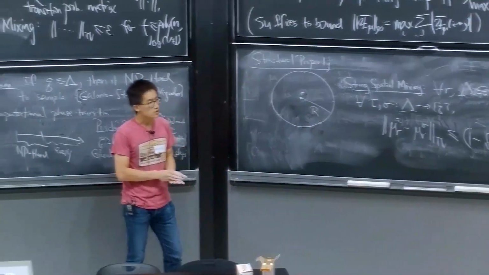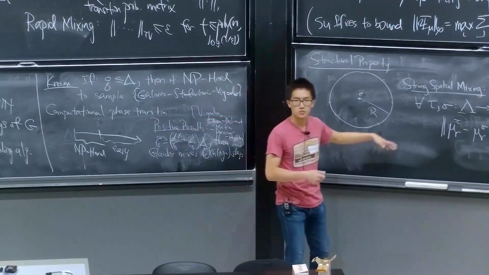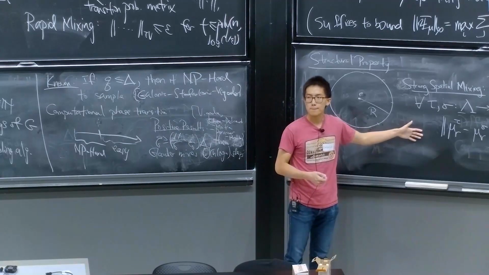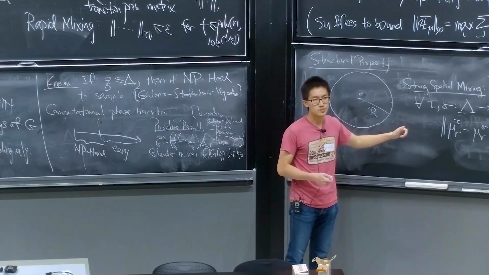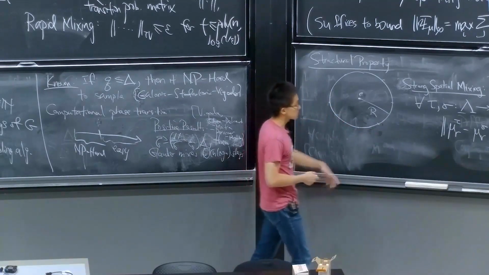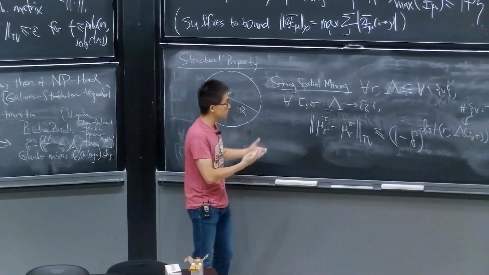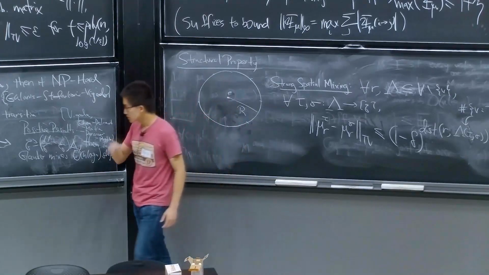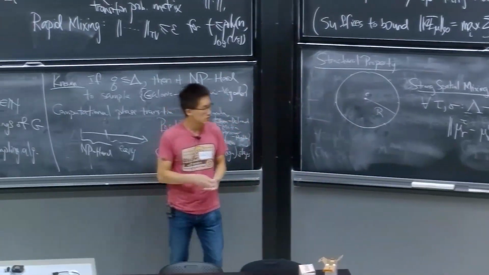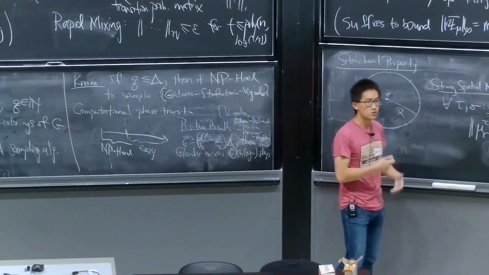Okay. So questions about this, what this means. This is a fundamental structural property of the distribution, and it turns out to be really important, for instance, for getting fast mixing or getting sampling algorithms in general.